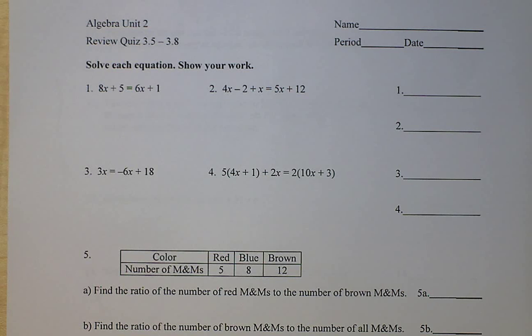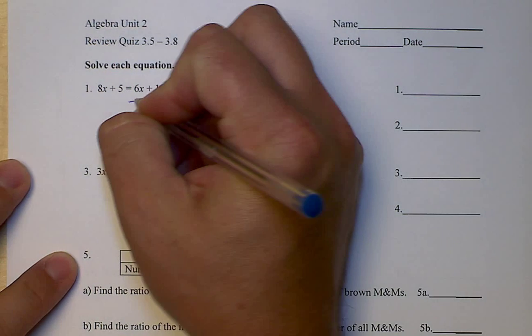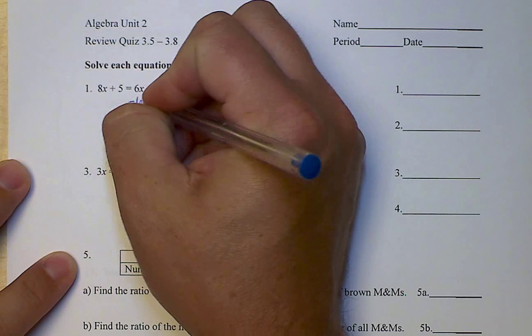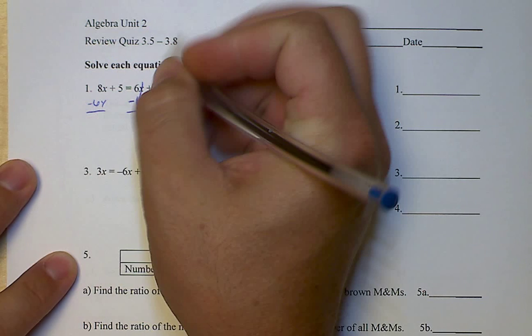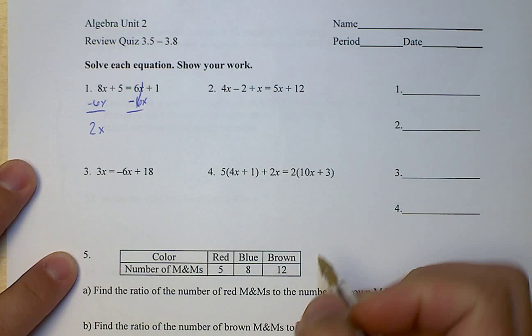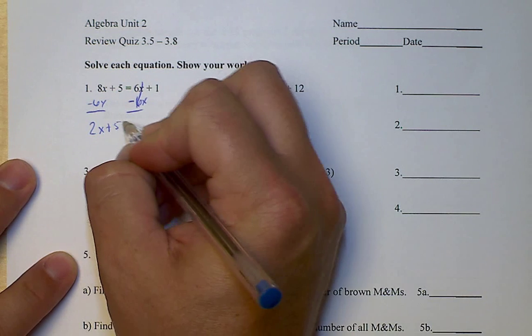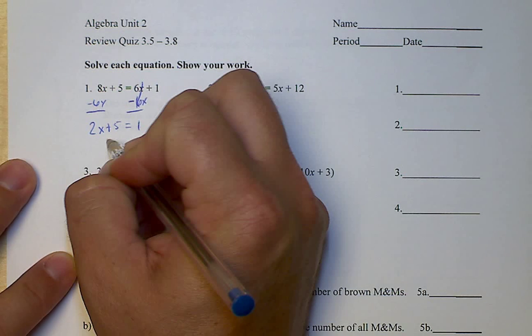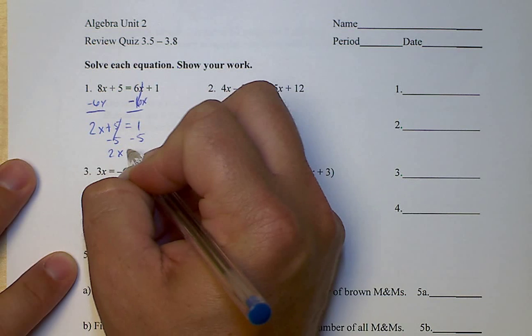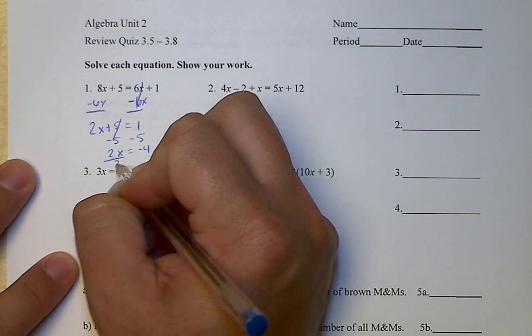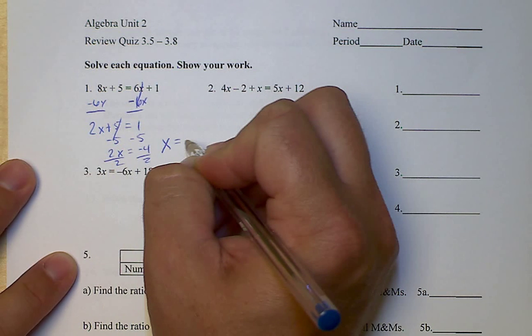Alright, so let's take a look at number 1. Just want to start off by subtracting 6x from both sides. And I get 2x plus 5 equals 1. And I'm going to subtract 5. I get 2x equals negative 4. And divide each side by 2. So x equals negative 2.